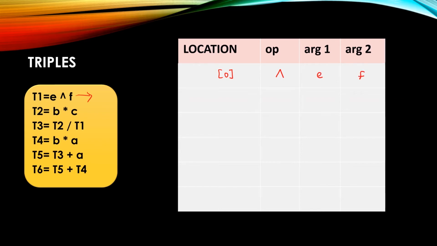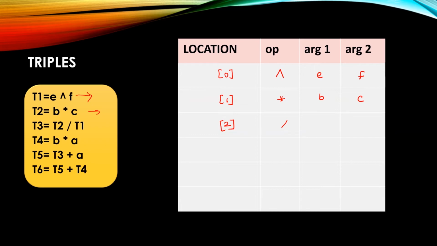Argument 1 is E, argument 2 is F. Then for the second statement, it is stored in the location 1. What is the operator? Star is the operator. Argument 1 is B, argument 2 is C. For the third statement, it is stored in the location 2. So what is the operator? Division is the operator and T2.